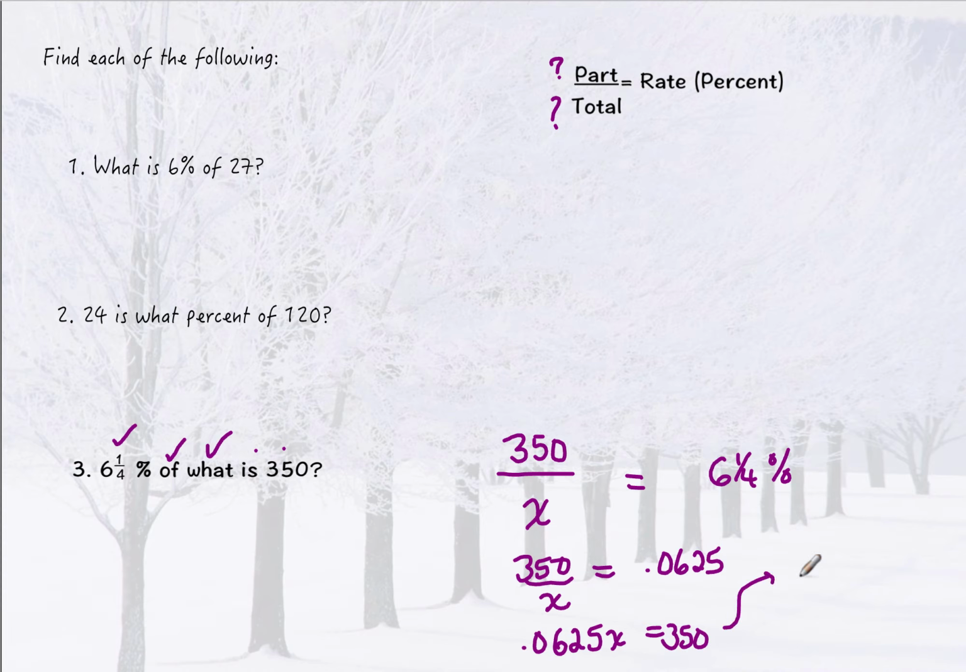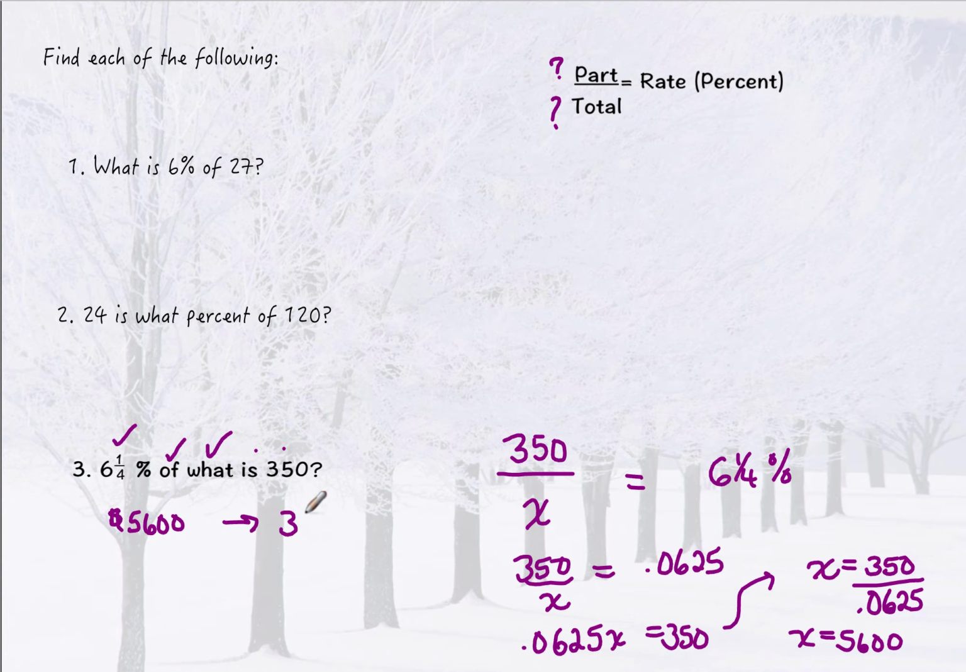And then the last part to get X alone would be 350 divided by 0.0625. And when I get that, I get X is 5,600. So it's kind of like I had $5,600. For some strange reason, I gave you 350. And what percentage of my money did I give you?